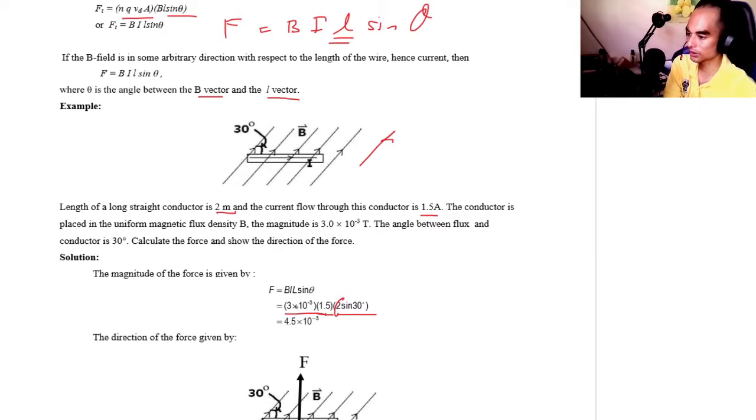So there you have 4.5 Newton, Newton down there. The direction of force is given by the left hand rule. Force pointing up, B pointing toward the screen, I pointing to the left, F force is pointing up. So actually there will be a force lifting this current, this conductor, going up.